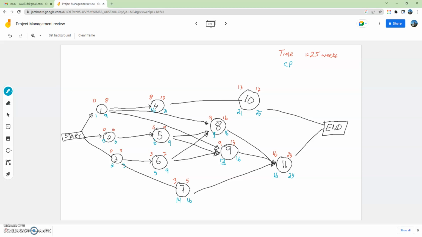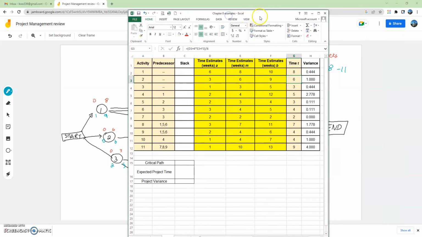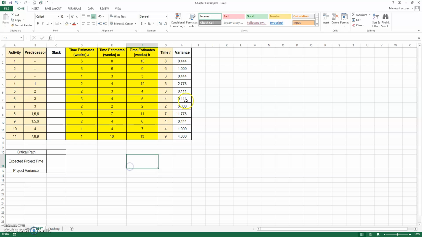So our critical path are those activities that do not have any difference between the earliest and the latest times. So we'd have activity 2, 5, 8, and 11. So what we can do is go back to our schedule, and we know in order to calculate the project variance, we're going to add up all the variances for the critical path activities: 2, 5, 8, and 11. Gives us a variance of 6.889.